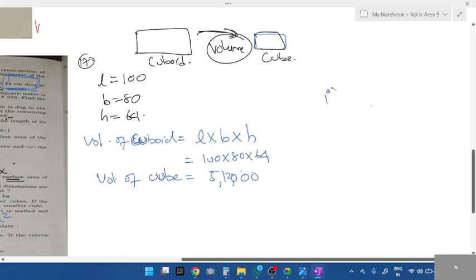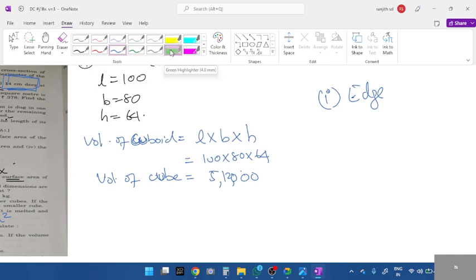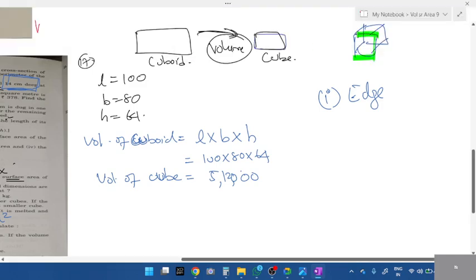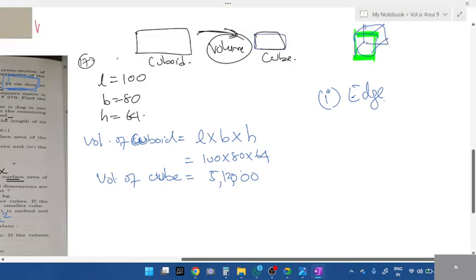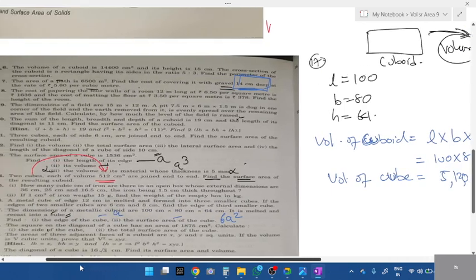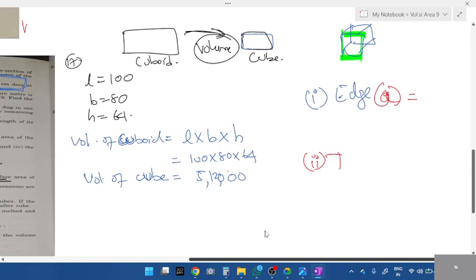First question, edge. Edge is nothing but, if this is a cube, all the corners are known as edges. See, this is one edge, 1, 2, 3. Like that, you'll have 12 edges. That is what we need to find. Each edge is nothing but A, students. We basically need to find the A value. Second is total surface area. They've asked us to find surface area. That means total surface area is equal to 6A square.